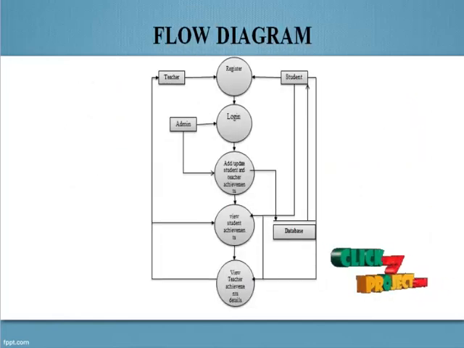Now we are going to see the flow of the process. So this is the overall flow of the process. In this, there are three main users: admin, student, and teacher. The admin can log into the process and add and update student and teacher achievements. The admin can store the data in the database.